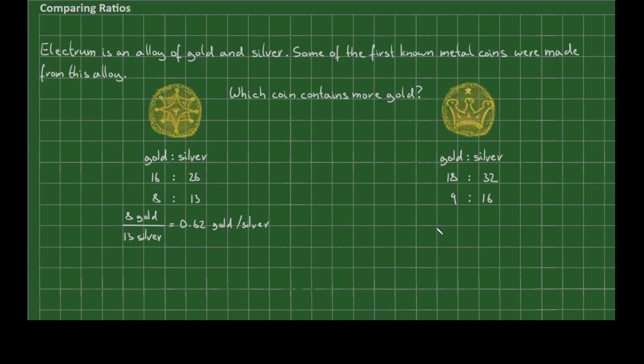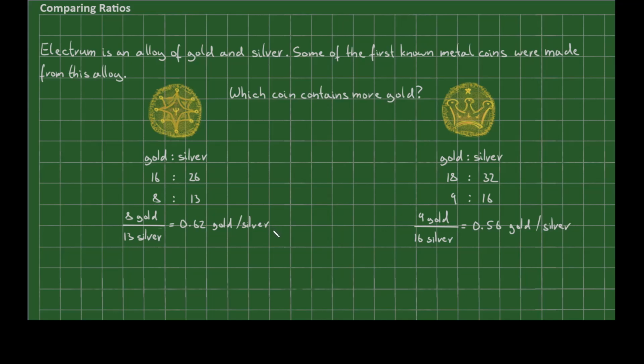In case of the ratio on the right, 9:16 can be written as 9 gold over 16 silver. And that would give me 0.56 when rounded to 2 decimal places, gold per silver. In other words, for every part silver, I will have 0.56 parts gold. Based on these calculations, the coin on the left contains more gold.